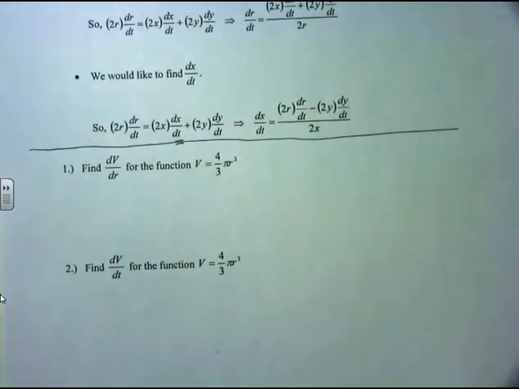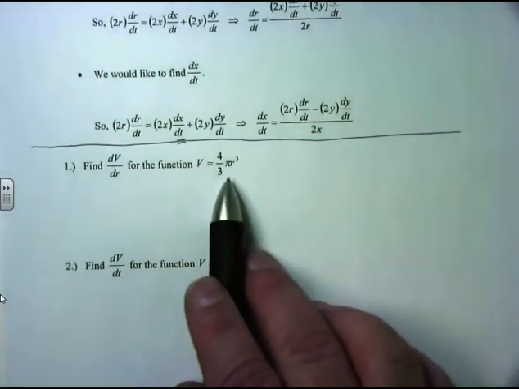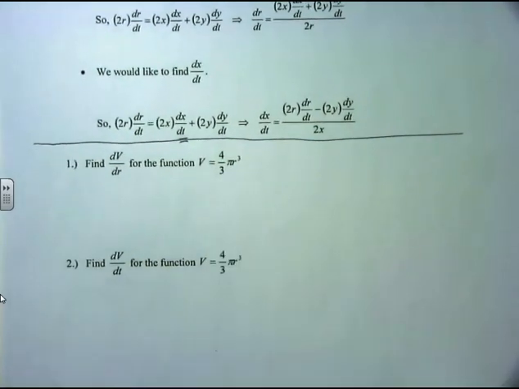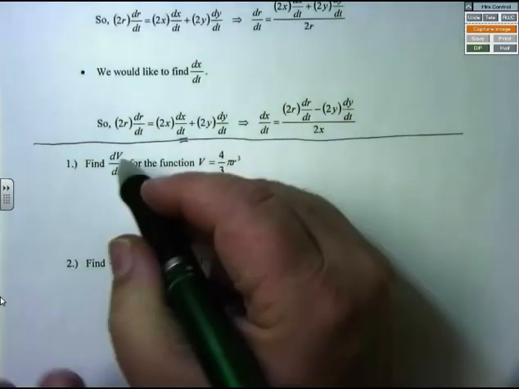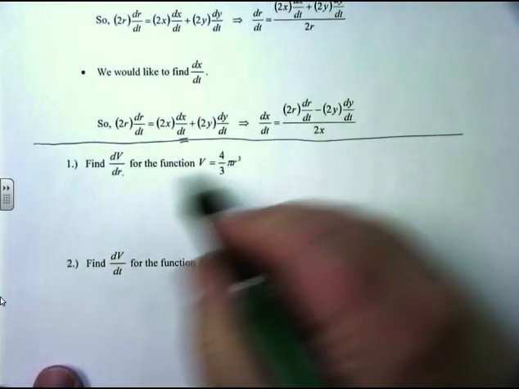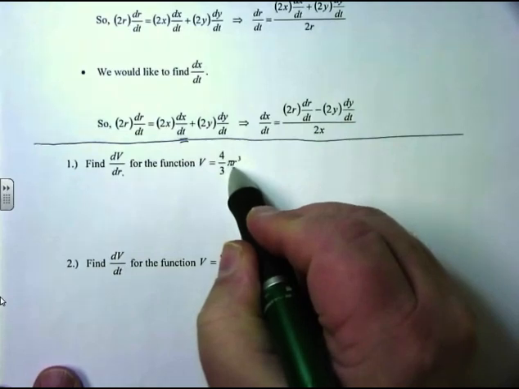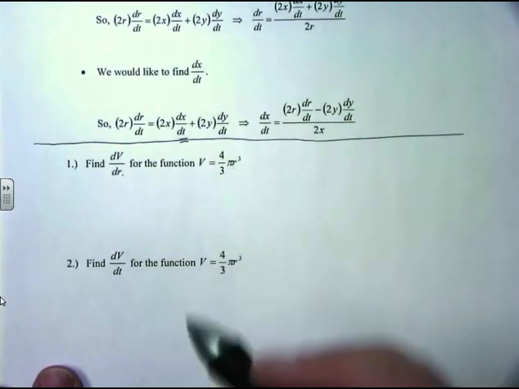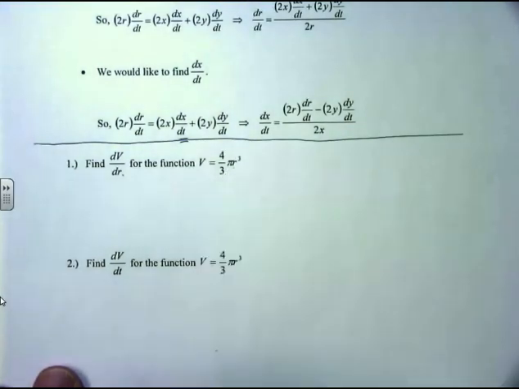Find dv dr for the following function. Volume equals 4/3 pi r cubed. This is the formula for the volume of a sphere, something we're supposed to all have memorized. So, we want to take the derivative of volume with respect to r. But you'll notice in this example, r is the variable in my equation, so my independent variable. So this is just like the old days of taking derivatives.